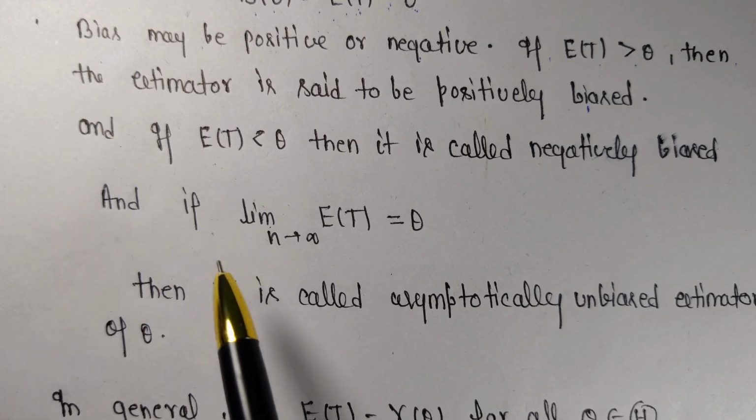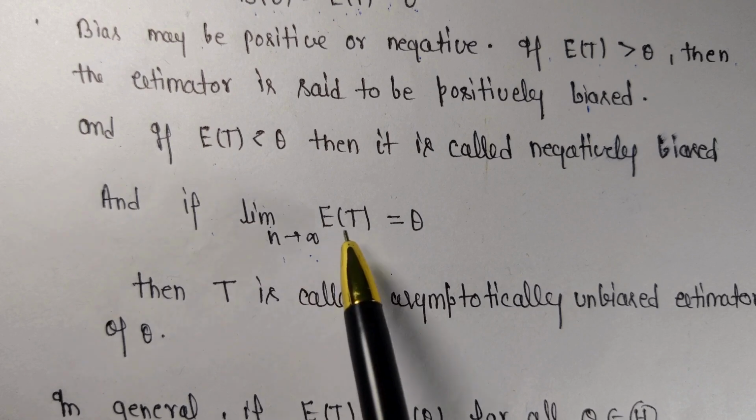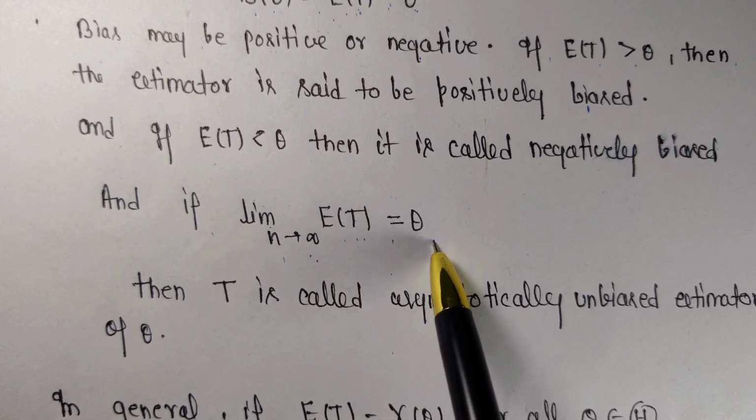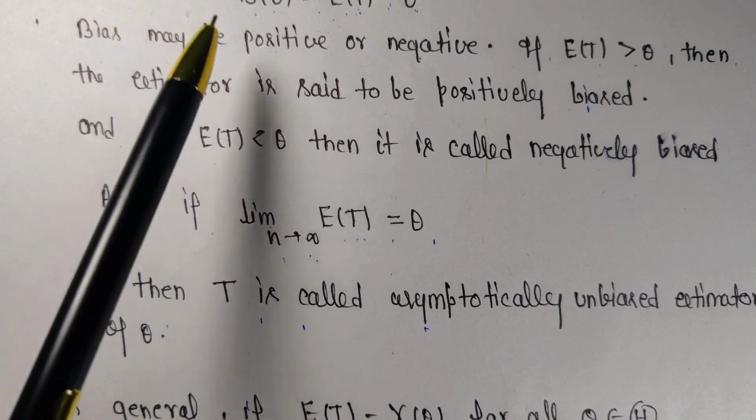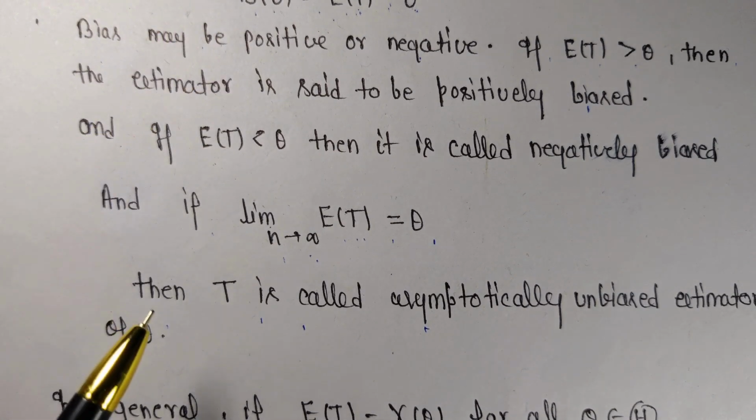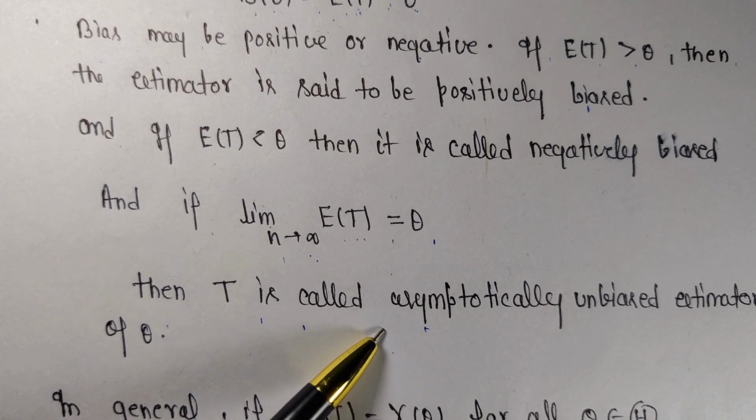And if the limit as n tends to infinity of expected value of T is equal to theta, then T is called an asymptotically unbiased estimator of theta. Is it clear? So here I have mentioned three concepts: the first one is positive bias, the second one is negative bias, and the third one is the asymptotically unbiased estimator.